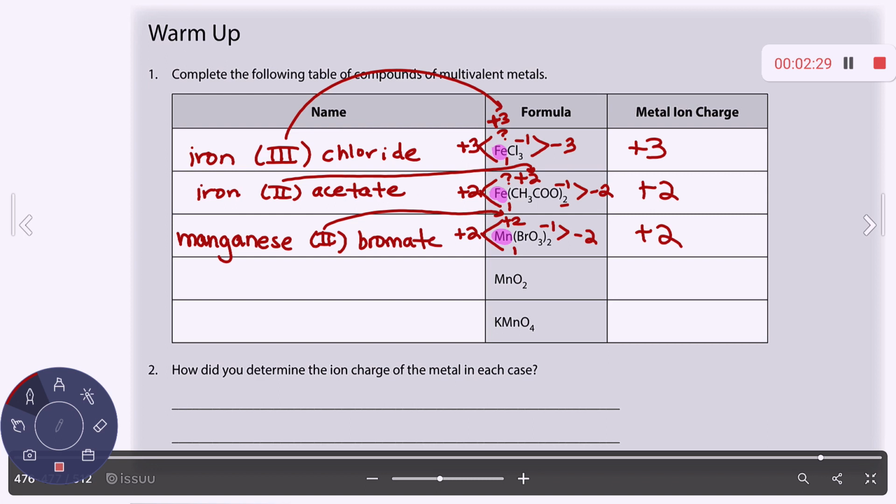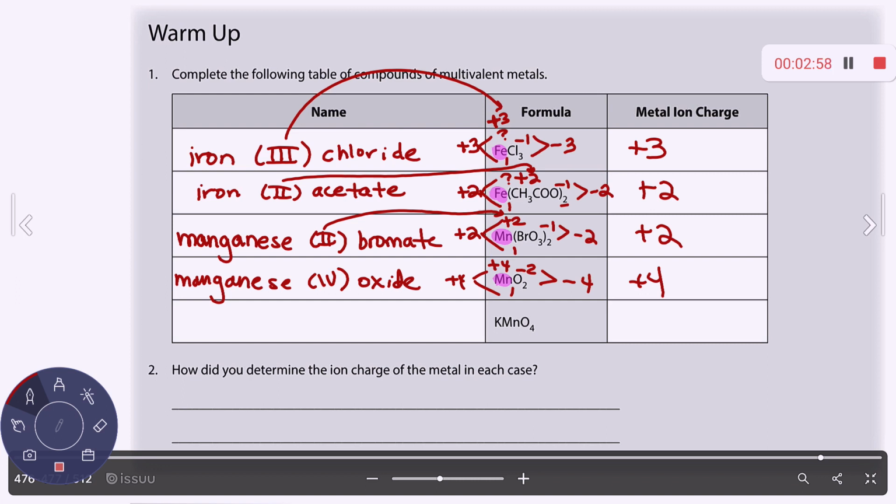Okay, for the next one, what's the charge on oxygen on the periodic table? -2. So -2 times 2 is -4. Agreed? And if I have 1 manganese, the charge on manganese would have to be what? 4, right? Because these multiplied would be a +4. So when you go to name this, this would be manganese, Roman numeral 4, oxide.